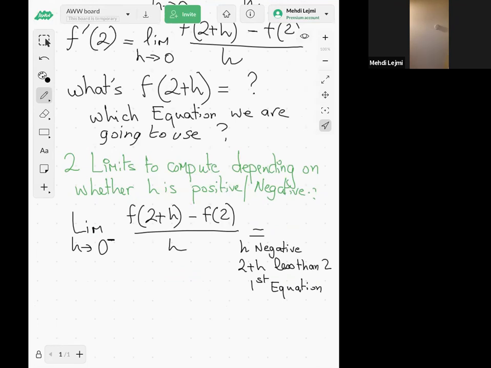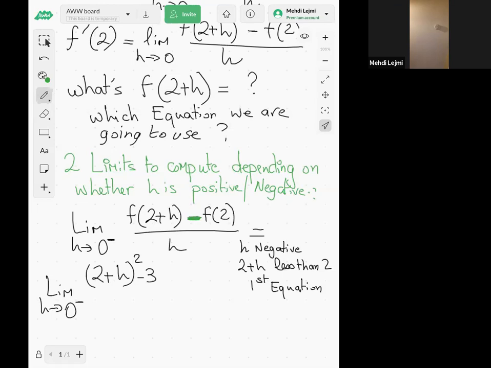Okay, so then that would be limit h going to 0 minus f of 2 plus h. We're going to use the first equation, which is x squared minus 3. So you have to substitute x by 2 plus h. That will be 2 plus h squared minus 3. And then there's this minus f of 2.